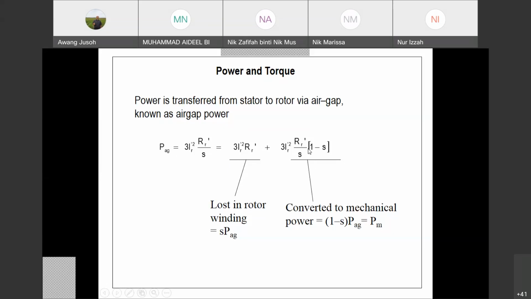So this is the power, sometimes we call it PM. It's not prime minister or personal message. This is the gross mechanical power. It is equal to 1 minus s times PAG. So if you multiply PAG with 1 minus s, you get this back. So those are the two powers related to the air gap. The air gap power can be split into a rotor power loss plus the mechanical power that we need to run the motor shaft.